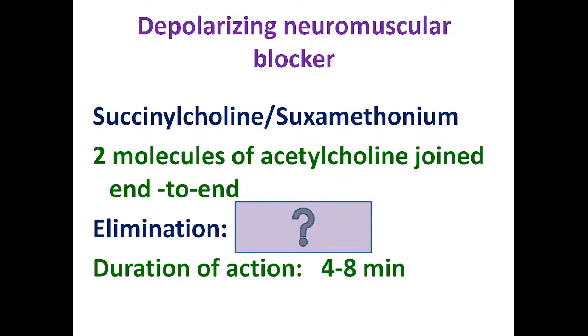The elimination would be of succinylcholine. How will it be eliminated? By plasma or liver cholinesterase, not by acetylcholinesterase. Okay, then it won't otherwise be able to act. And the duration of action still is about 4 to 8 minutes. Still, it is the shortest acting, very rapidly acting. It acts within a minute, and it is very short acting.